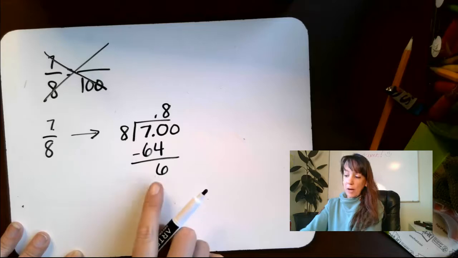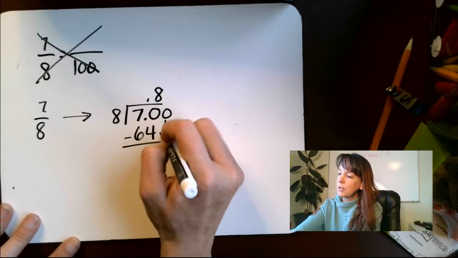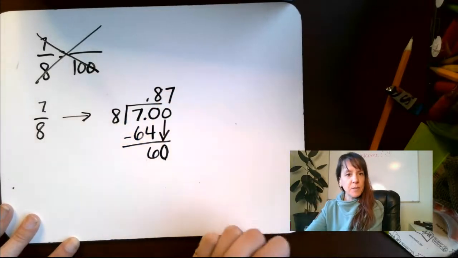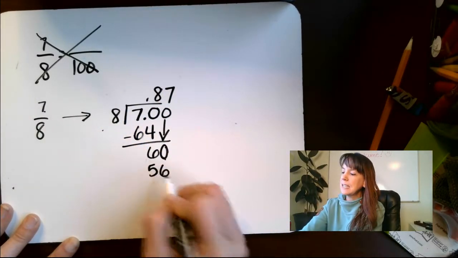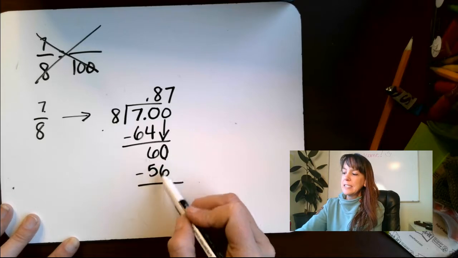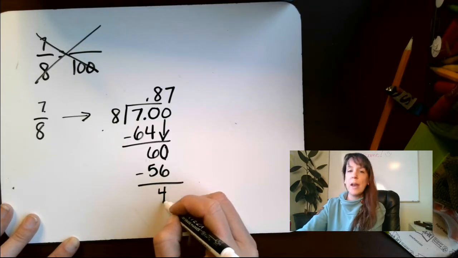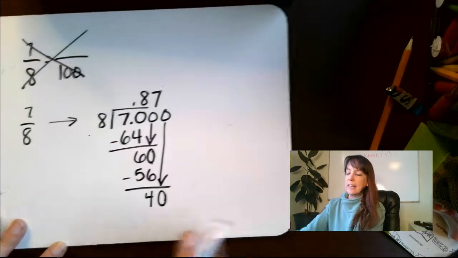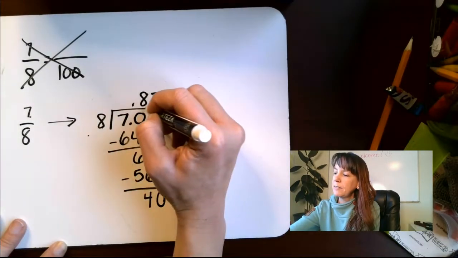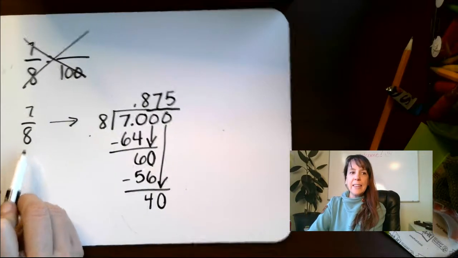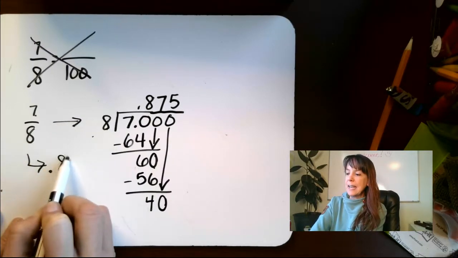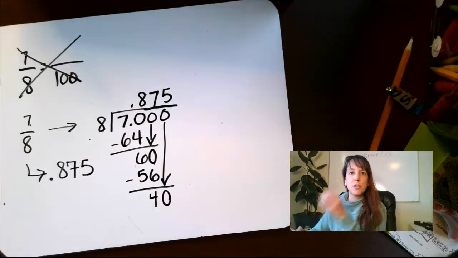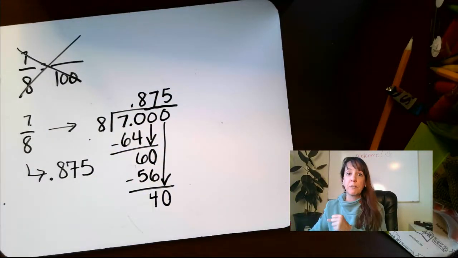And when I subtract here, I bring down another 0. So 8 goes into 60 7 times, right? 7 times 8 gives me 56. Subtract here, 60 minus 56 gives me 4. And when I subtract, I also bring down a 0. Got 40. 8 goes into 40 5 times. So 7/8 as a decimal is 0.875. You can always use this long division method to turn a fraction into a decimal.